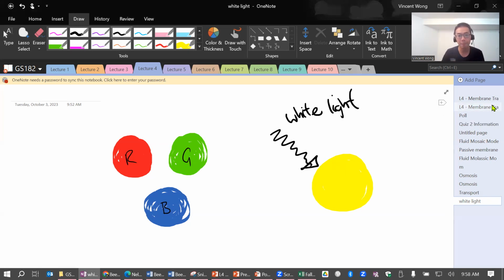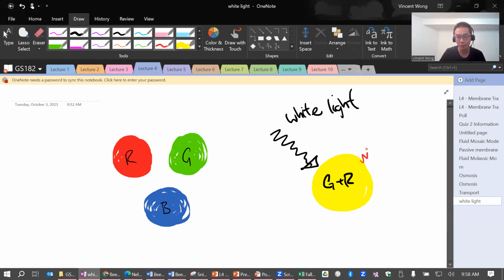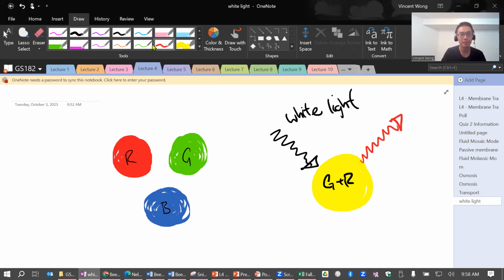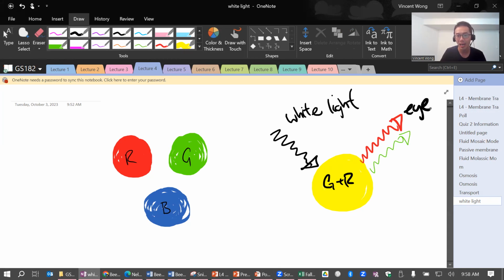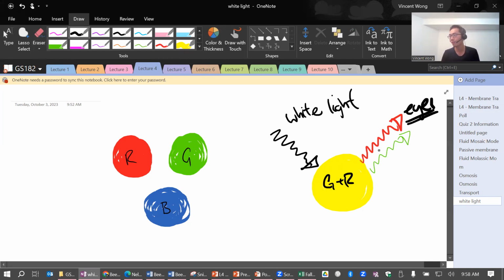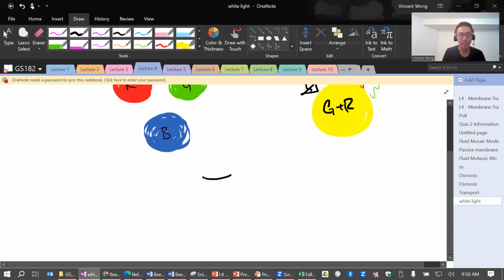Well, again, think about what makes yellow. Yellow is green plus red. So in order for you to see yellow, it actually reflects the red and it reflects the green. When the red and the green go into your eyes, you see yellow. So what is being absorbed? This one absorbs blue light. Absorbs blue light.